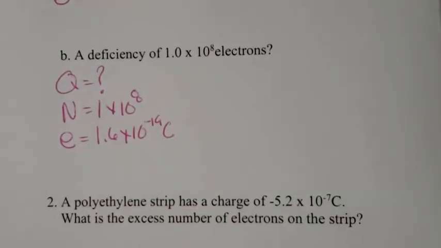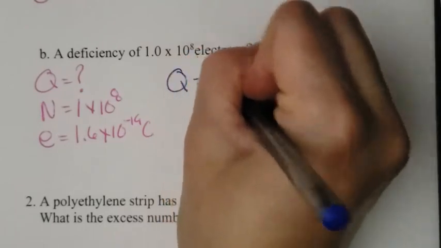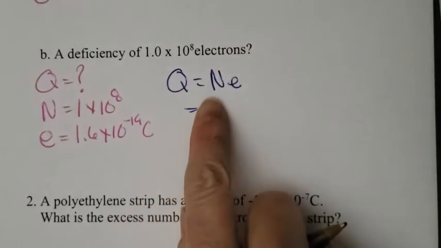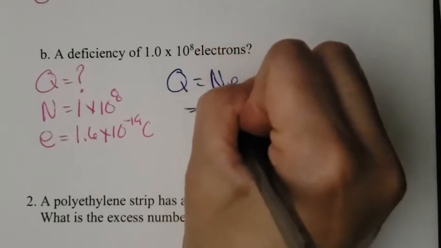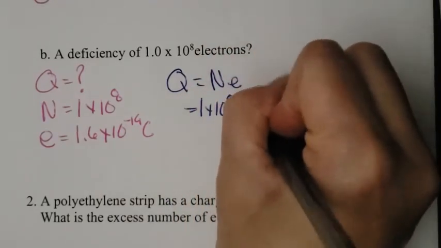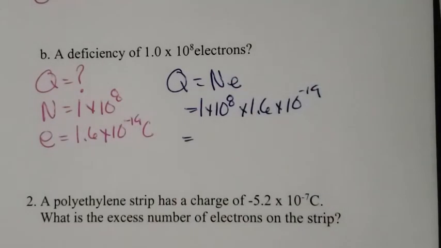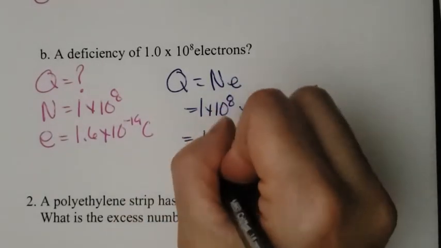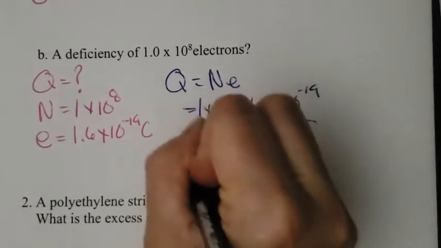We use the exact same formula we used before. We know that Q is equal to NE. So it's number of electrons times the charge on one electron. So it'll be 1 times 10 to the 8 times 1.6 times 10 to the negative 19. And when you put that in your calculator, you should get 1.6 times 10 to the negative 11 coulombs.